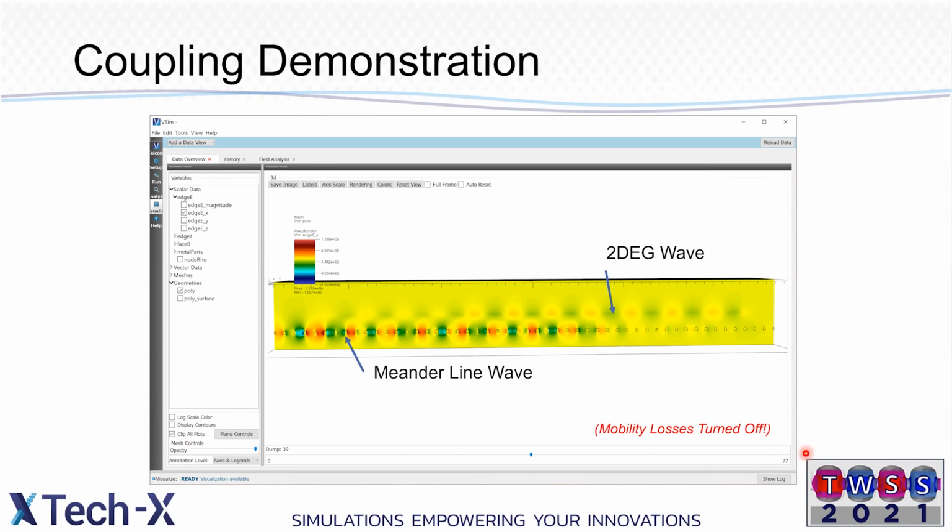Of course, before you get too excited, I'll let you know that I had the mobility losses turned off in this case, which meant that this plasma wave is propagating a lot further than it normally would. But this shows that you can certainly transfer energy from a slow wave structure into the space charge wave. And we're doing it without radiating out into free space or anything like that. So that's potentially a very effective way of coupling.